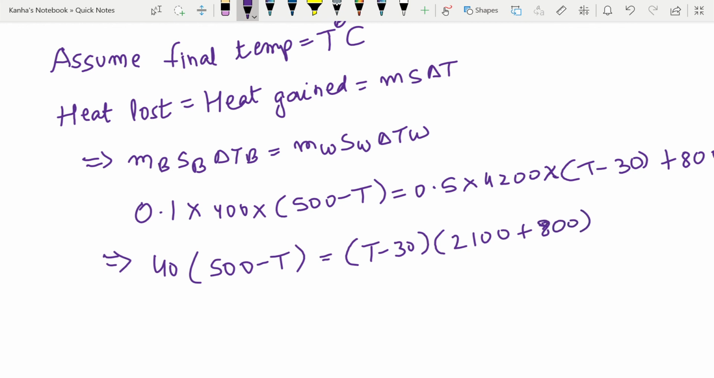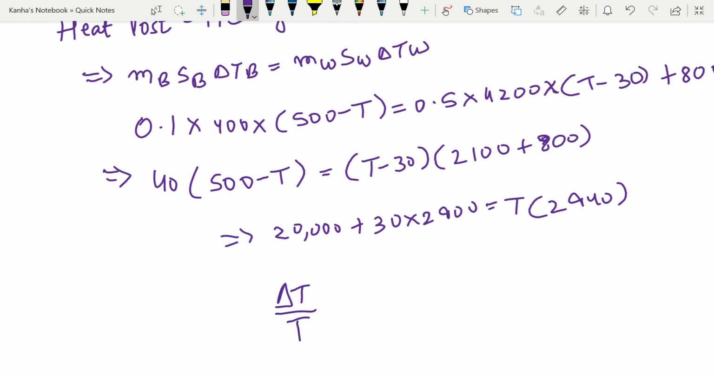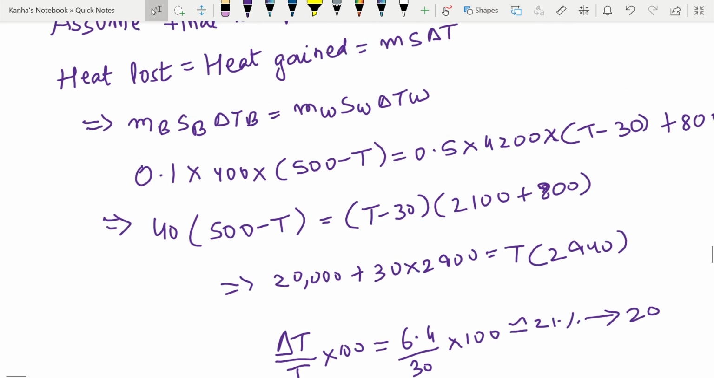Which gives me that 20,000 plus 30 into 2900 is equal to T into 2940. Thus, if I calculate the change in temperature over the initial temperature, 6.4 divided by 30 into 100, which is similar to 21%. And the closest answer in the options is 20 degrees.